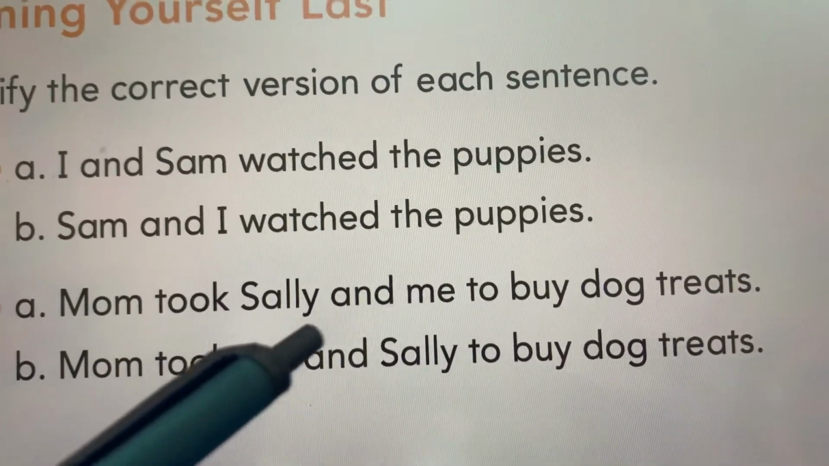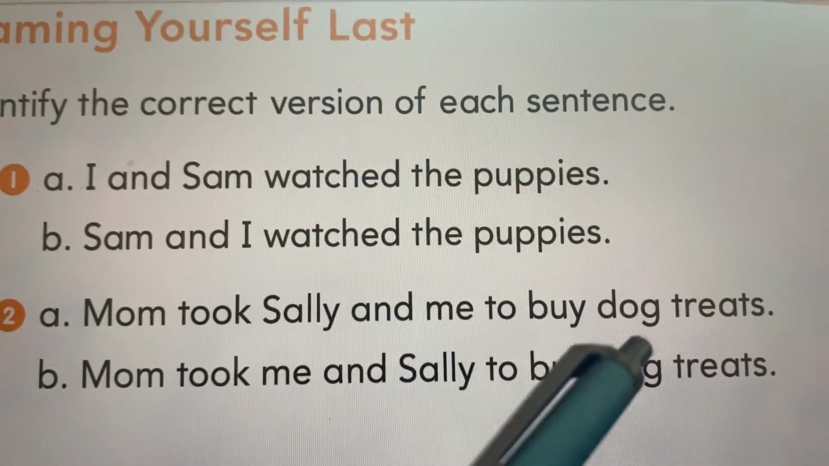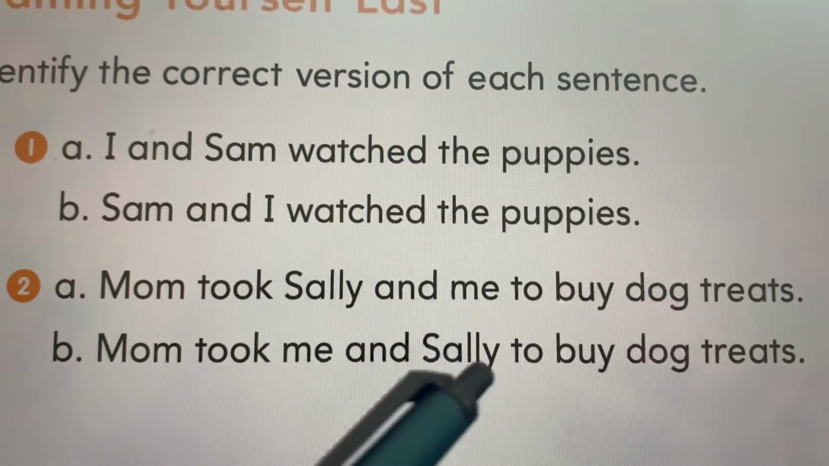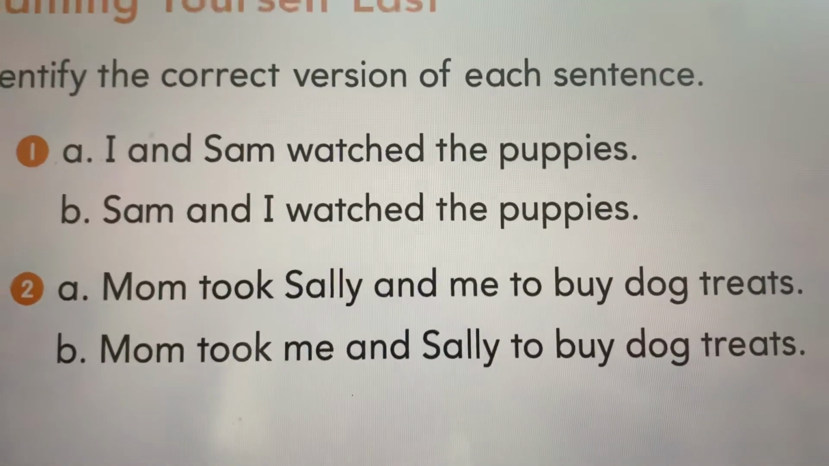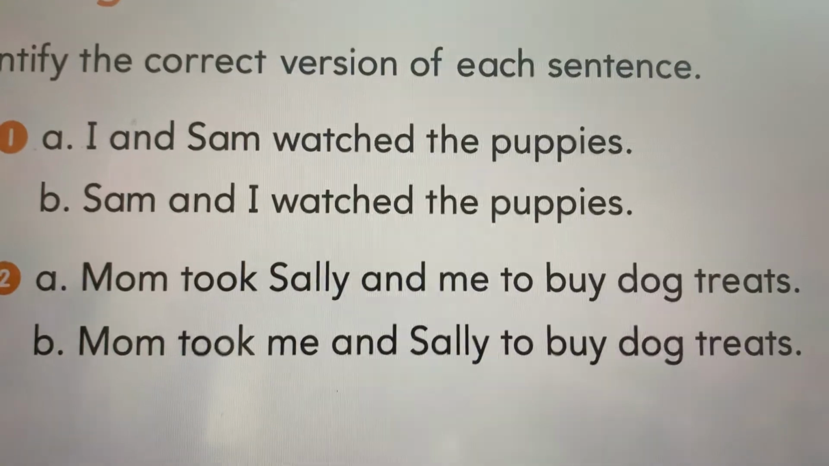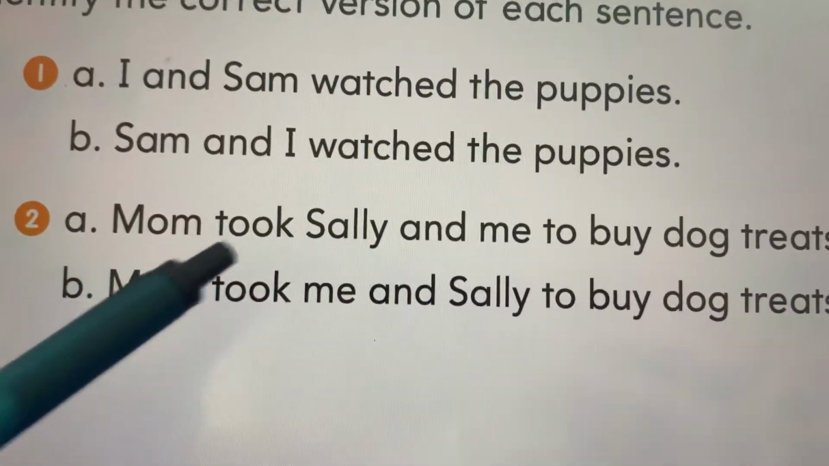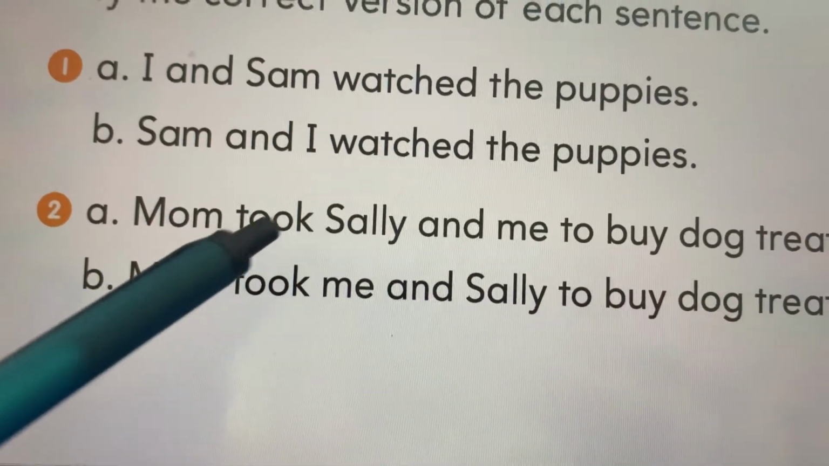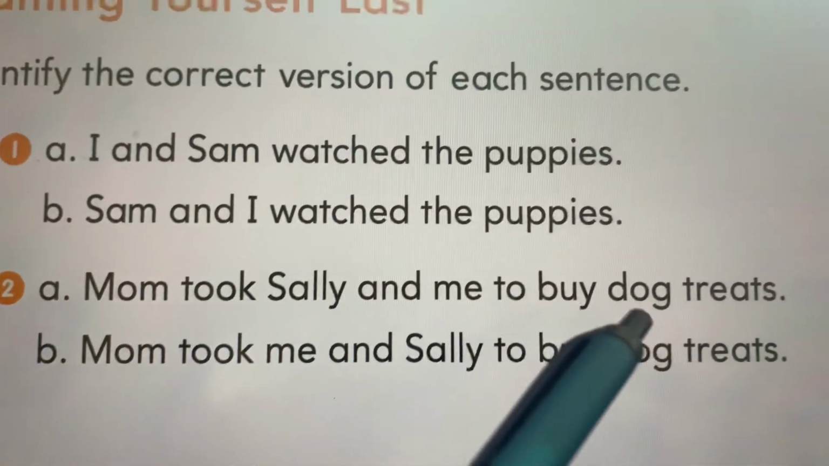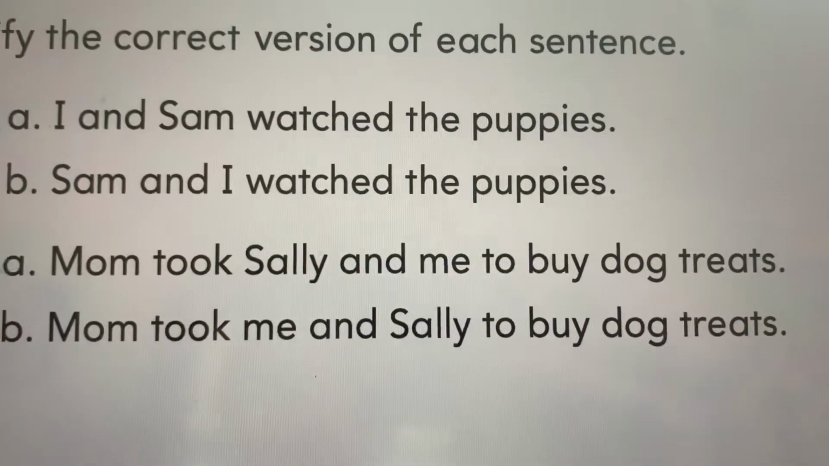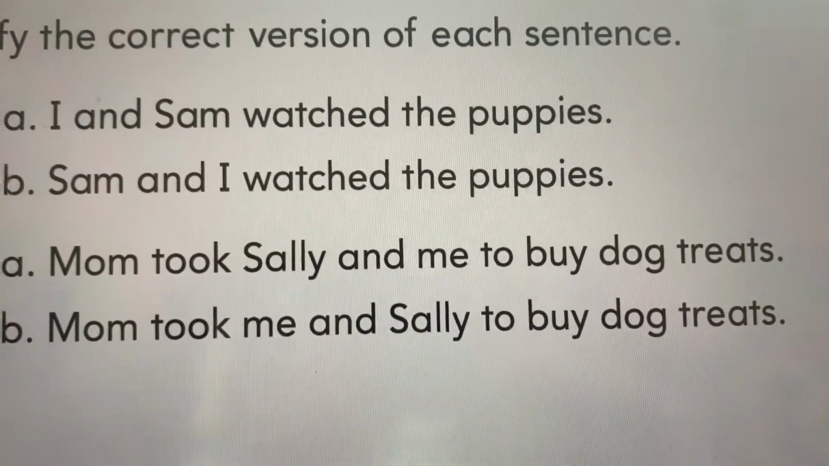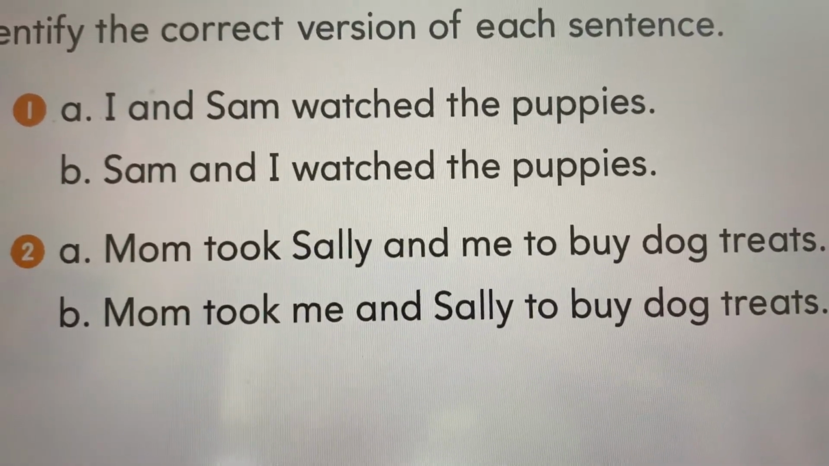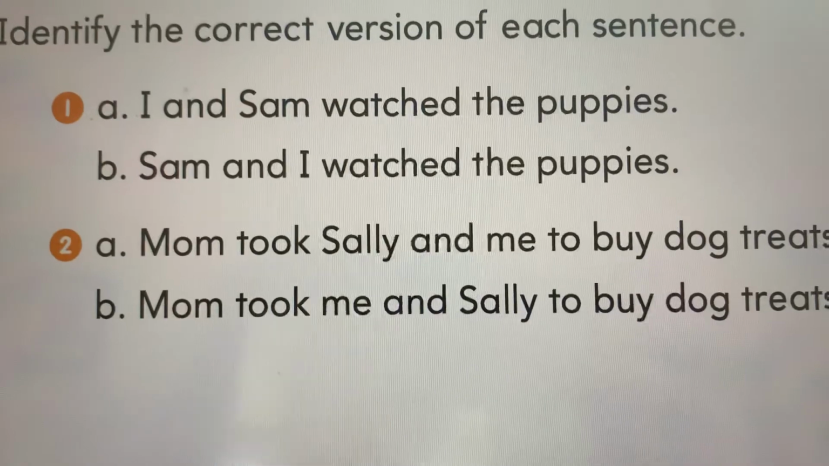Okay, now let's look at these two sentences. Mom took Sally and me to buy dog treats. And the second sentence, Mom took me and Sally to buy dog treats. Which one is correct? That's right, the first one, because Sally comes first and me comes last. Mom took Sally and me to buy dog treats. So you just have to remember when you are working with pronouns I and me and another person that the I and the me comes last.